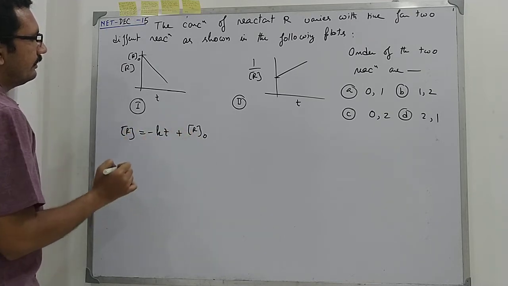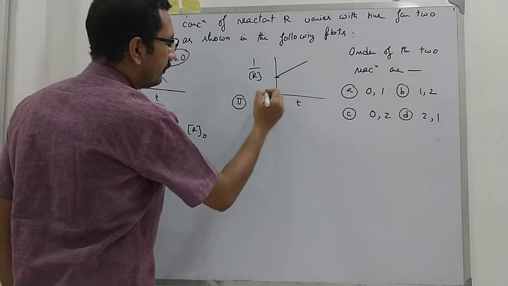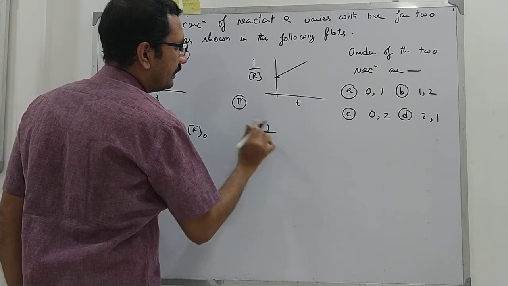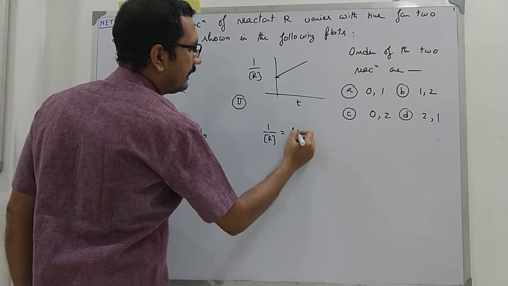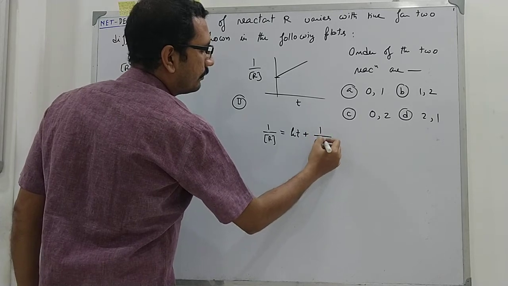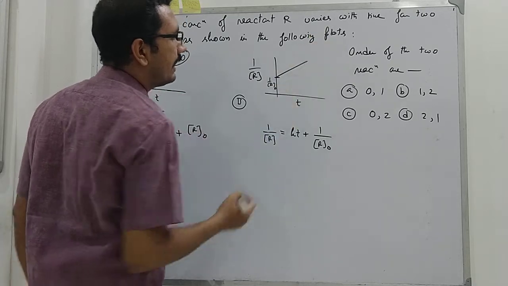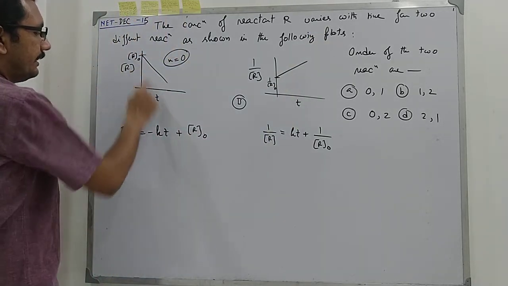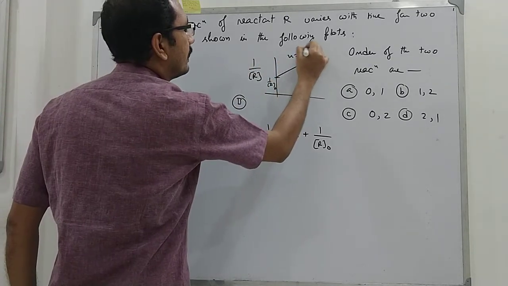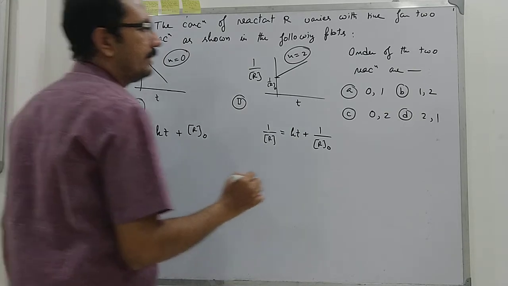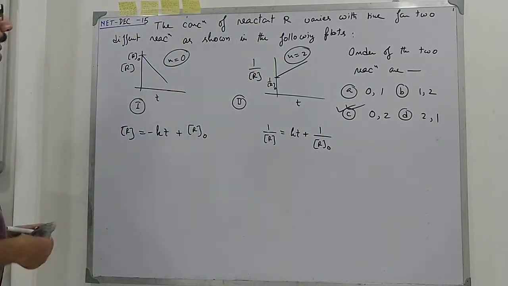See, y equals mx plus c. So this is a zero order reaction. Here n equals 0. And for this, you can remember that 1 by C, that is 1 by R, equals Kt plus 1 by C0. So it is R0. Starting from 1 by R0, it rises with a straight line. So this is a negative slope, this is a positive slope. So this corresponds to a second order reaction. So the option will be 0, 2. This is the answer.